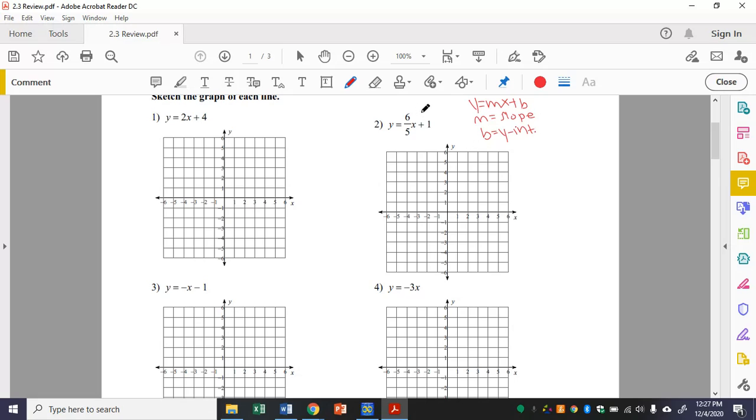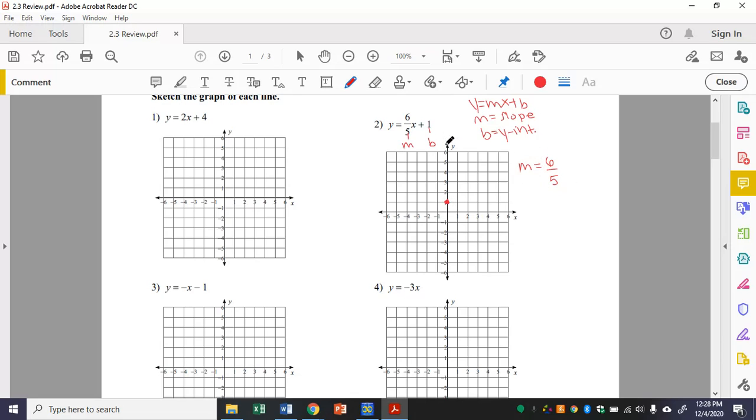So if I look at number 2, if I talk about y equals mx plus b, this 6/5 is our m, and this 1 is our b. So if I want to go ahead and graph this equation, my first point is always going to be my y-intercept. So that's where I'm graphing my first point. I'm putting my point at 1 on my y-axis. And then I'm going to use a slope, right? So if my slope is equal to 6/5, and it's positive, there's a couple of different ways I could get at the next couple of points.